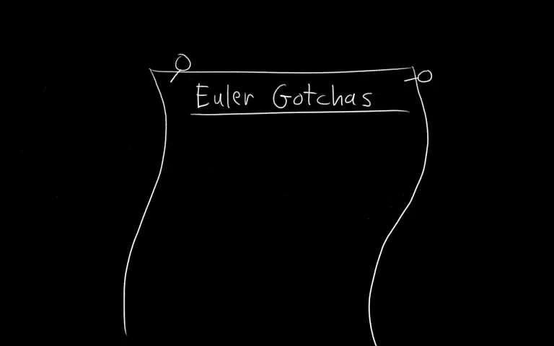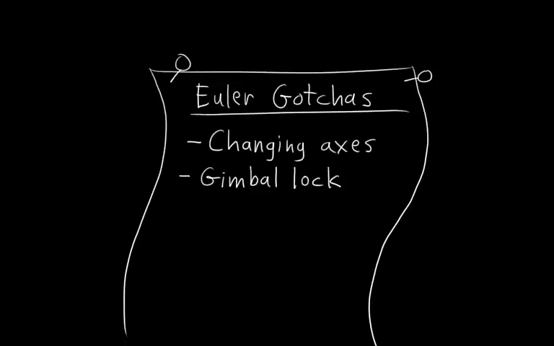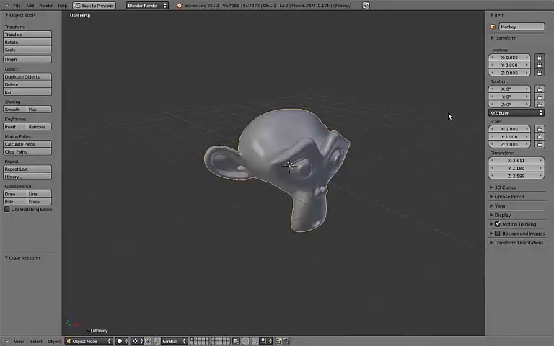The biggest gotcha is something called gimbal lock. But to understand gimbal lock, we first need to cover a different gotcha, which is that the meaning of the Euler axes actually changes with different rotations. To better explain this, let's switch over into Blender and take a look at how Eulers work on this monkey head. In the N panel, we can see the 3 angles for rotating around each of the 3 axes.